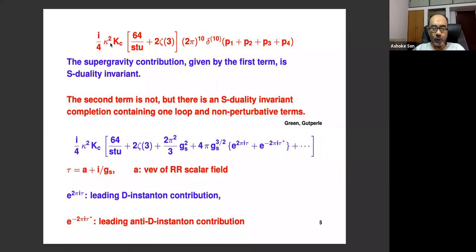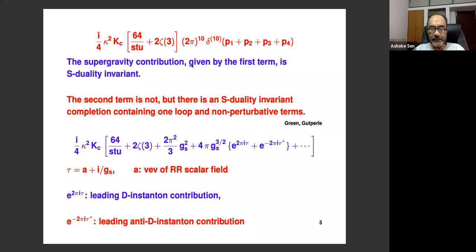So what one can show is that the first term, the supergravity contribution, is S-duality invariant. It doesn't look so in this form because this kappa, of course, depends on g_string. But once you express everything in terms of the canonical Einstein metric, not the string metric, so that all the momenta are measured in the canonical metric, the g_string goes away. And one can show that this is S-duality invariant. But the contact term by itself is not S-duality invariant.